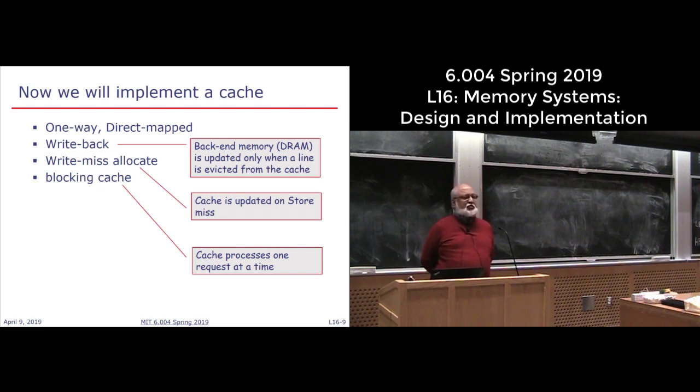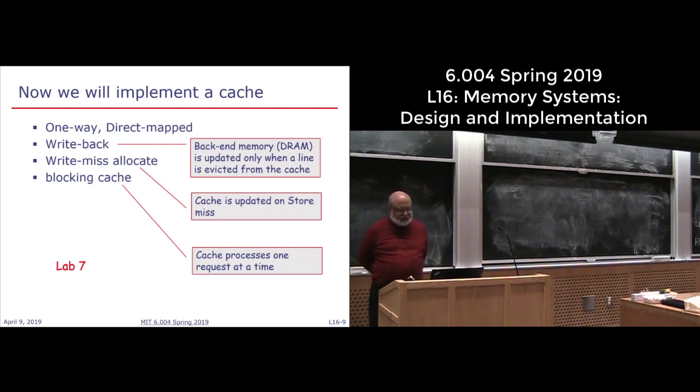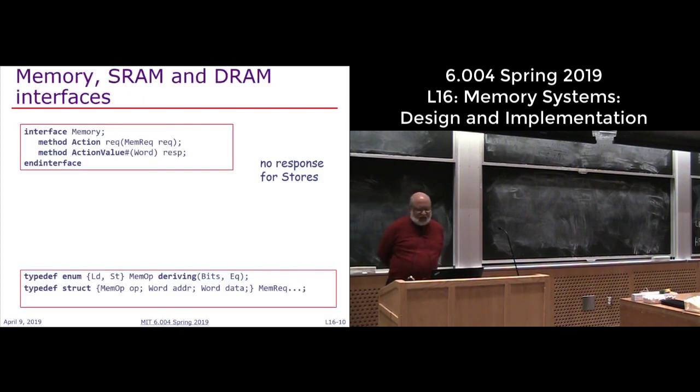So once we are processing a request, we will not accept any new requests coming from outside. Are all these parameters clear to everyone? Okay, good. And this is the beginning of lab 7. What you will do is do parts of this, and then you will really implement a two-way set-associative cache for your lab. So let's understand this stuff.